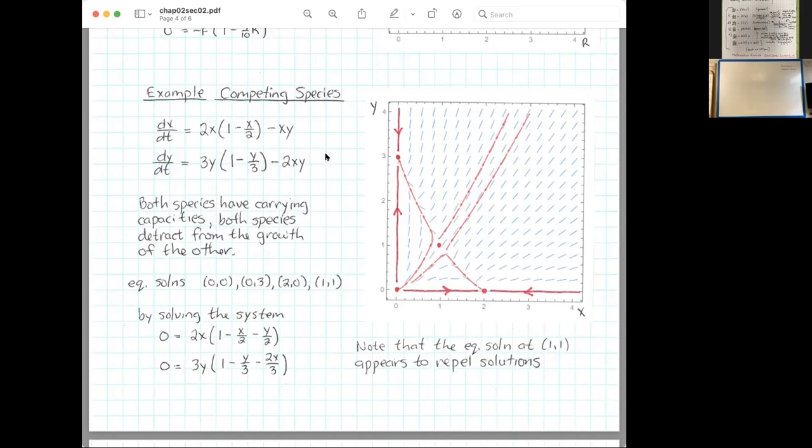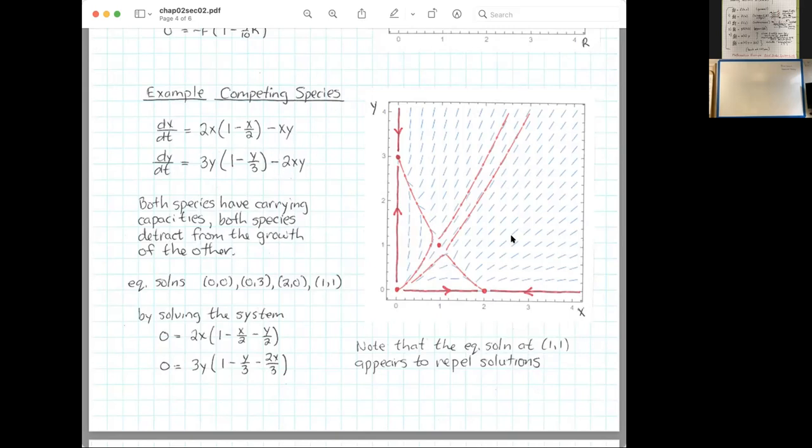What's happening here? This is not one species eating the other species. This is two species possibly competing for an external resource. Two types of bugs in the cornfield, two types of strains of a virus. When one wins, the other loses, possibly. But what do I have? Carrying capacity and both being detracted.